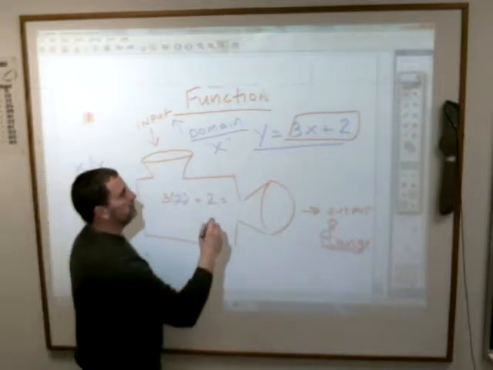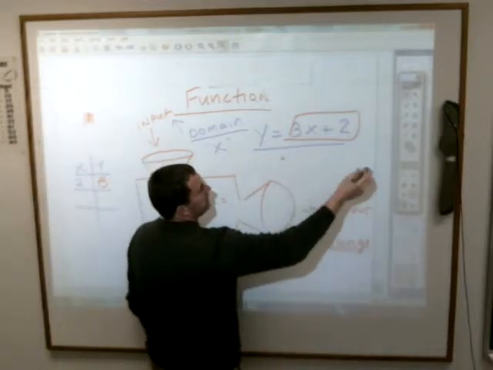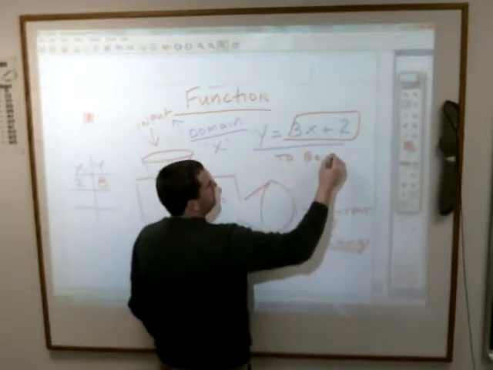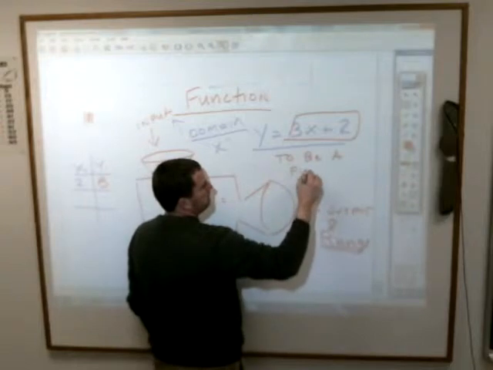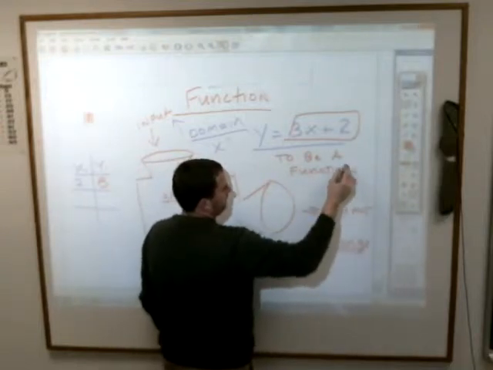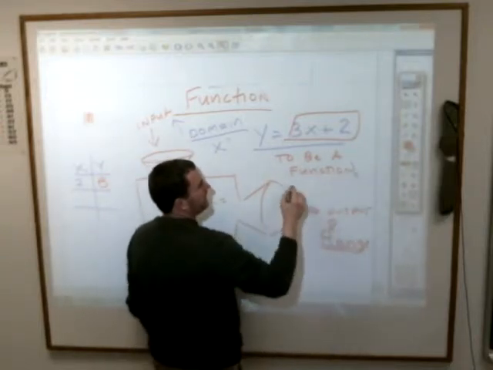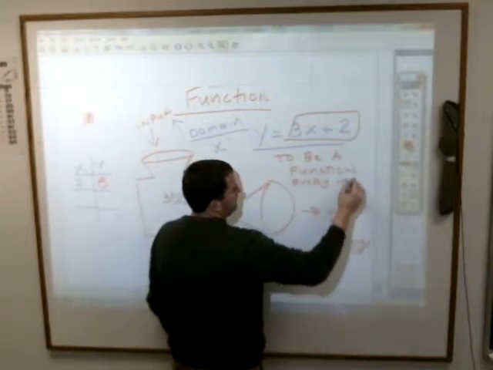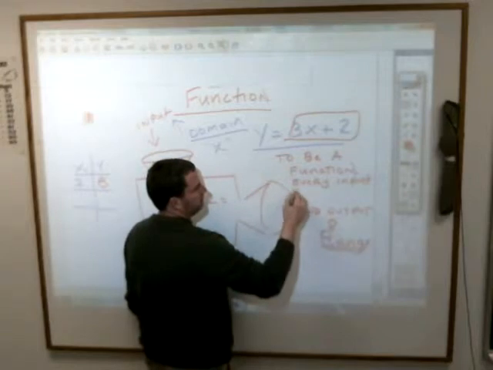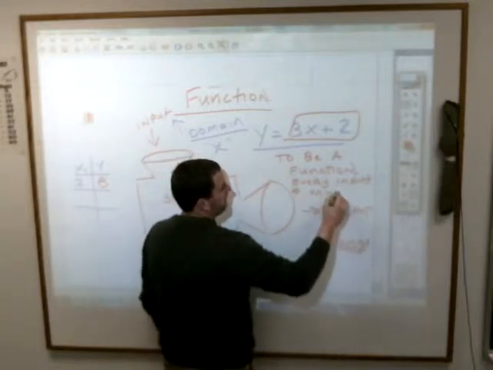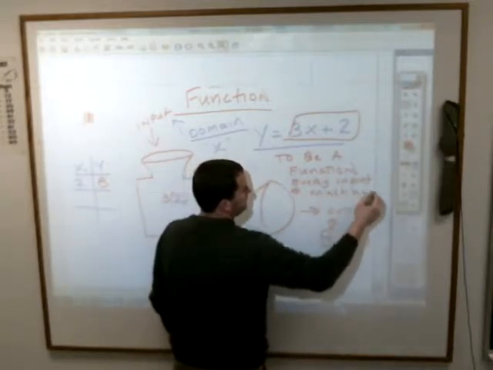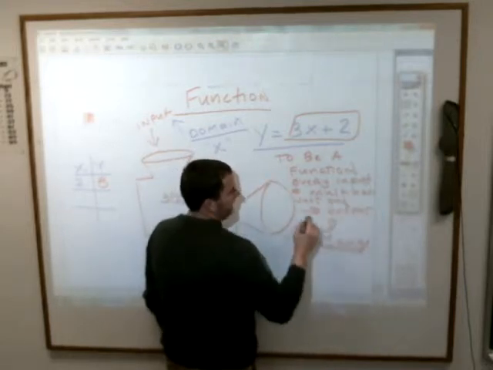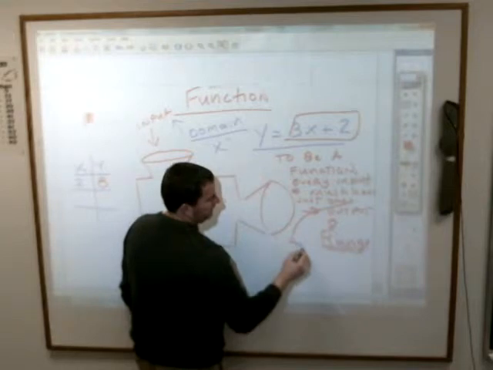Because there's a rule, write this rule down here. In order for something to be a function, I can't remember if we talked about this, did we talk about this? To be a function, every input number must have just one output number. Did we talk about that? I think we did.